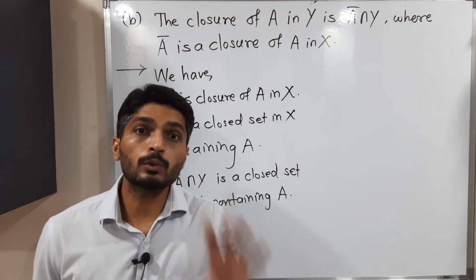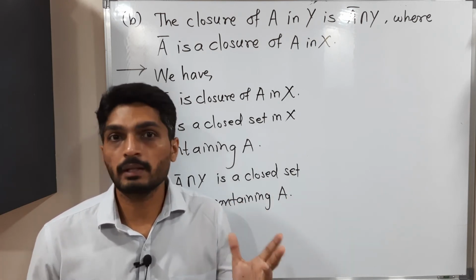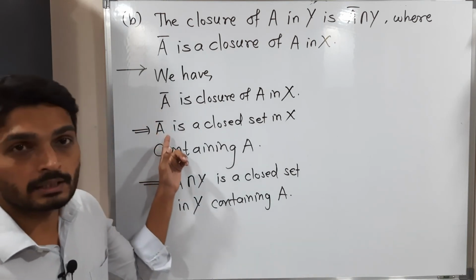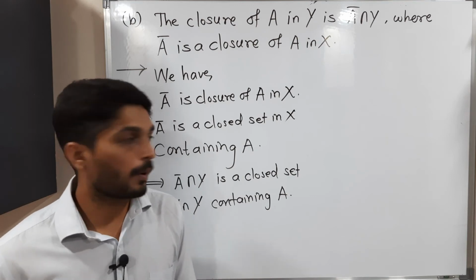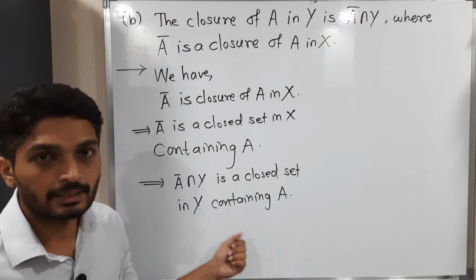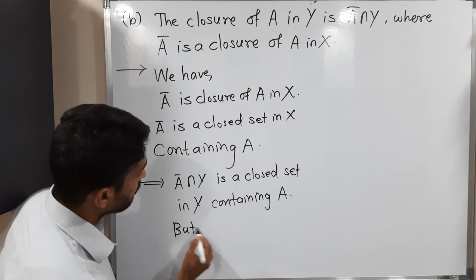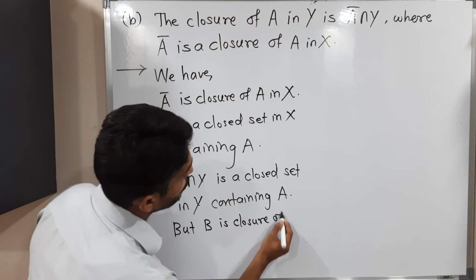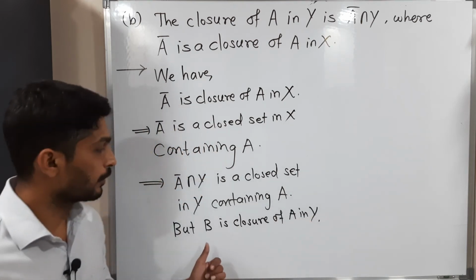So we have a very simple technique. If you have any closed set in X, if you take its intersection with Y, we will have a closed set in Y. So same technique I use. It is a closed set in X. So if I take its intersection with Y, we will have a closed set in Y, and this set contains A, right? So see, but what we have assumed is B is the closure of A in Y.